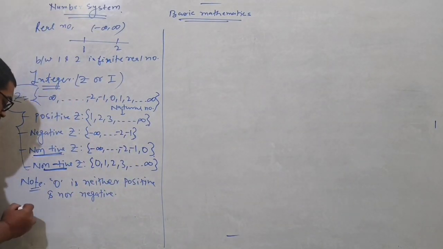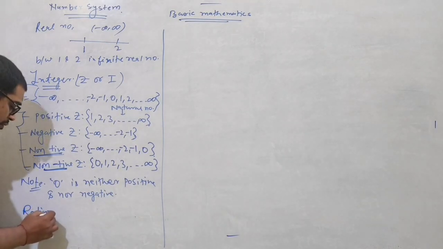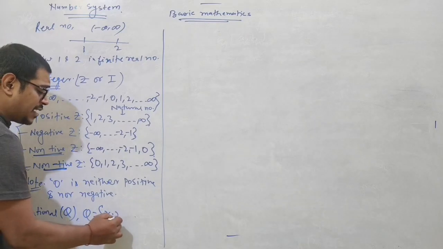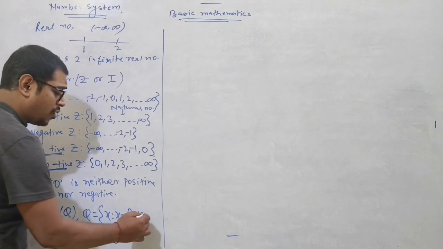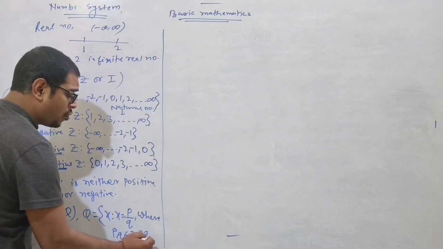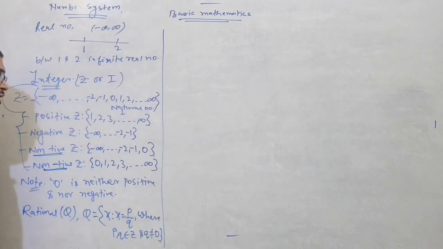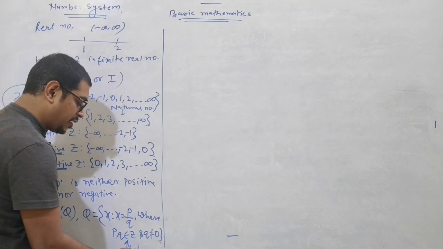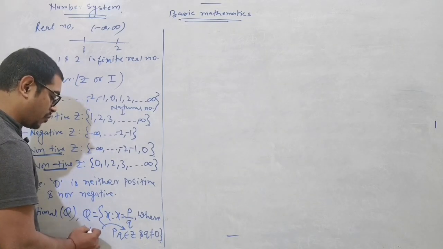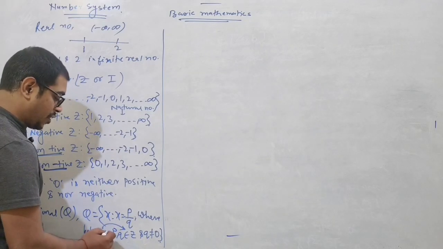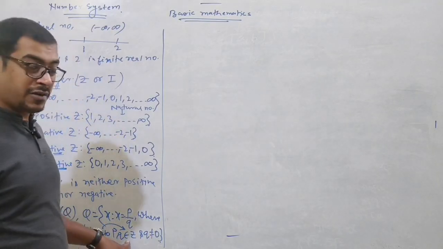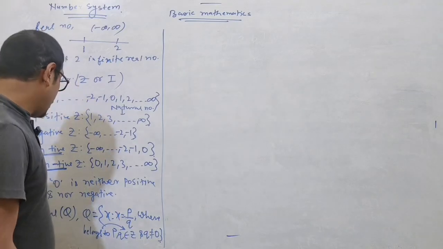Then you already know what a rational number is. A rational number is of the form x such that x is equal to p by q, where p and q belong to integers and q is not equal to 0. This belongs to NCERT theory. This is called belongs to, epsilon, which we will study in sets.